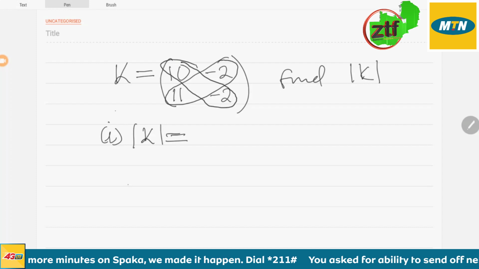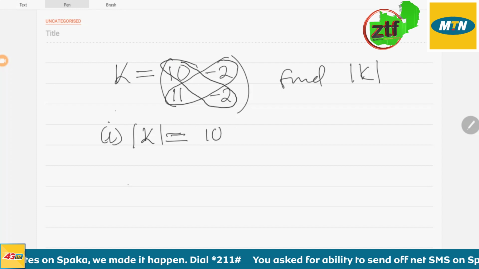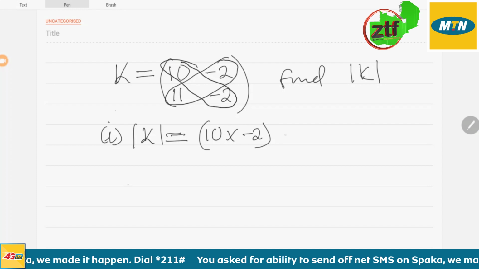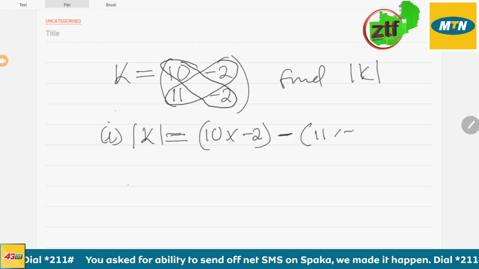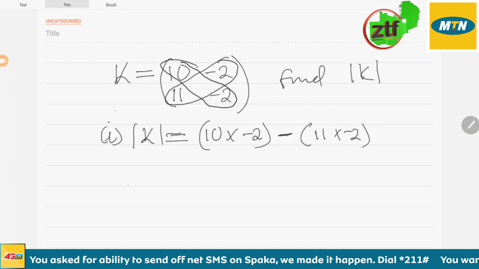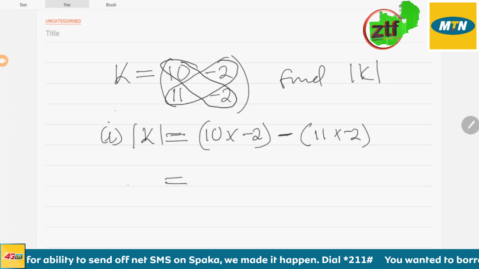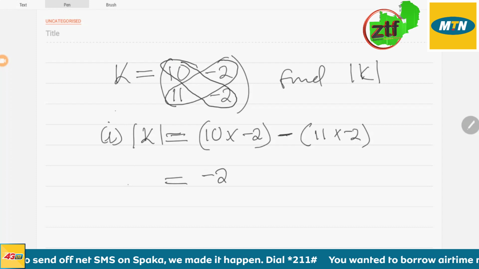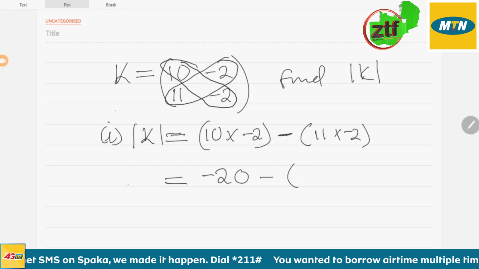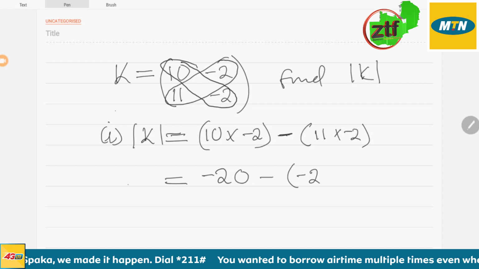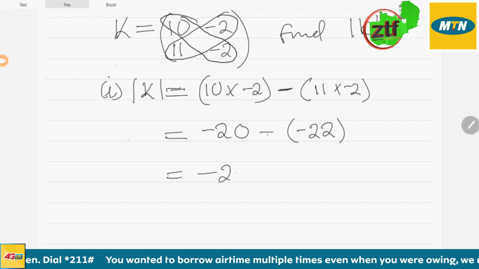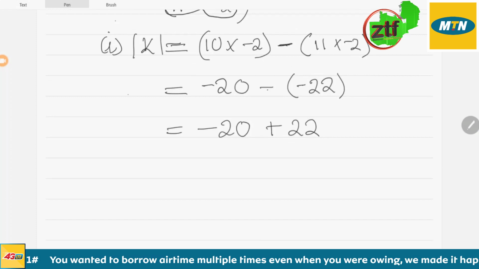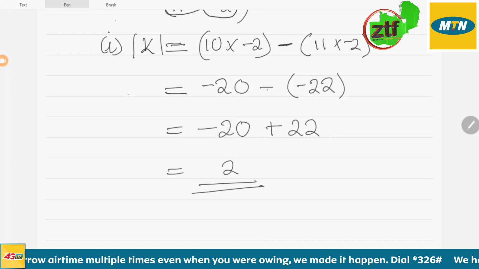And so what are we saying? The product is 10 times negative 2 minus 11 times negative 2. If we multiply 10 times negative 2, we have negative 20, minus, in the brackets, 11 times negative 2, which is negative 22. If we expand the brackets, negative times negative, we have negative 20 plus 22. If we simplify that, negative 20 plus 22 gives us 2 as our determinant.